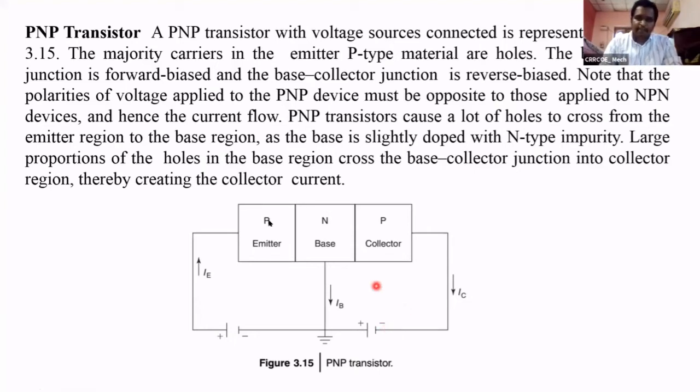The remaining is the same. But in place of electrons, here the transfer of holes takes place. Here holes are moving from emitter to collector. That is the difference between the NPN and PNP transistor.